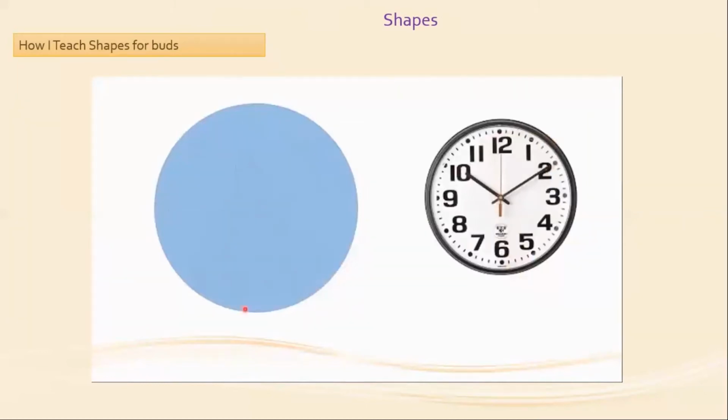This is a circle. Circle. The color of the circle is blue. Blue. The clock is in circle shape.